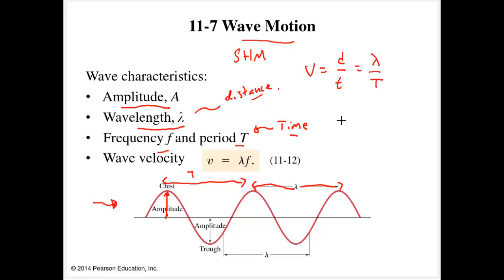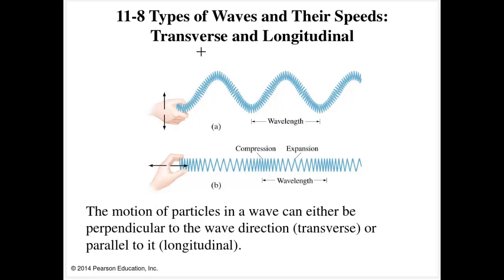Knowing that the period is 1 over the frequency, we can get one very important equation that's going to describe the velocity of a wave in terms of the wavelength and the frequency. Wavelength unit would be meters, it's distance. Frequency and period you're already familiar with. Velocity, meters per second.